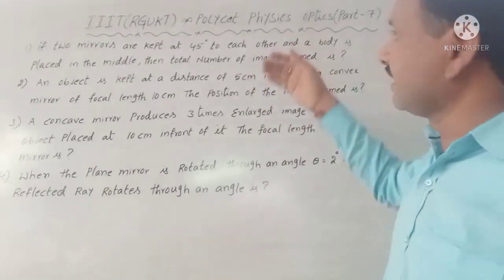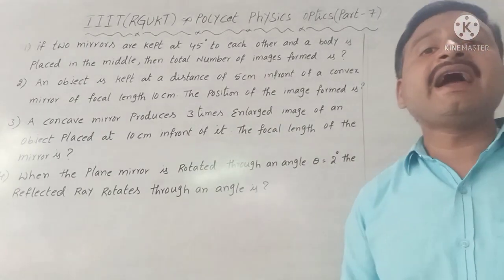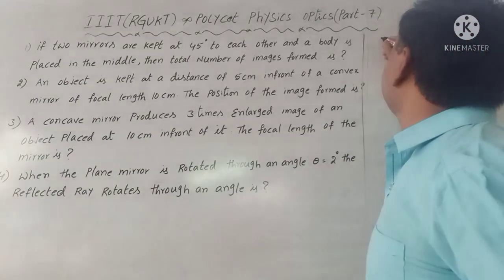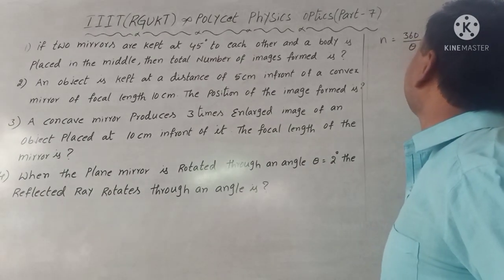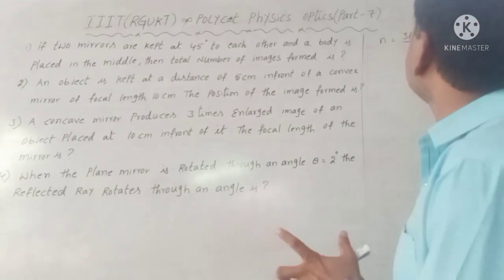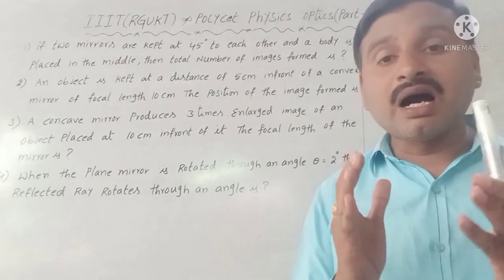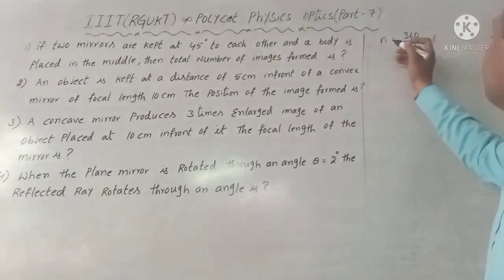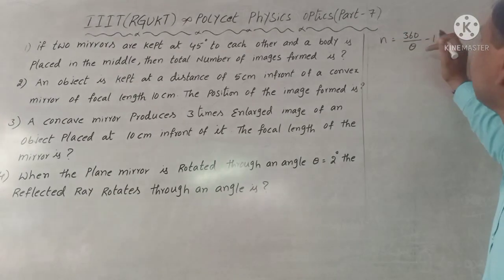Which formula is taken here? Who did this problem? Generally, the angle between two plane mirrors. The formula is n is equal to 360 by theta minus 1. What is the formula? n is equal to 360 by theta minus 1. This gives the number of images formed between two plane mirrors, with theta the angle made by the two plane mirrors.